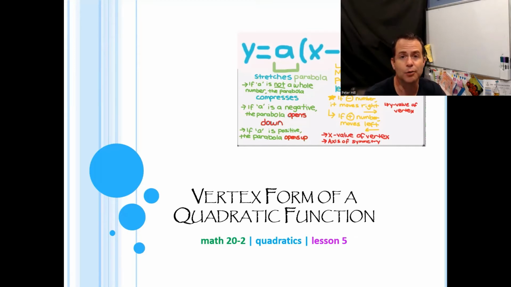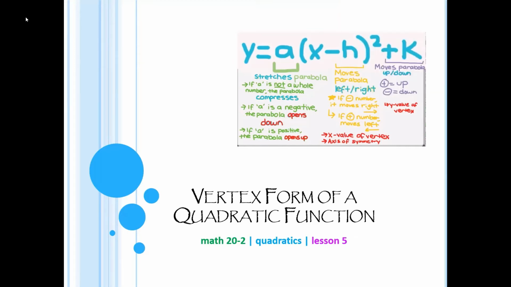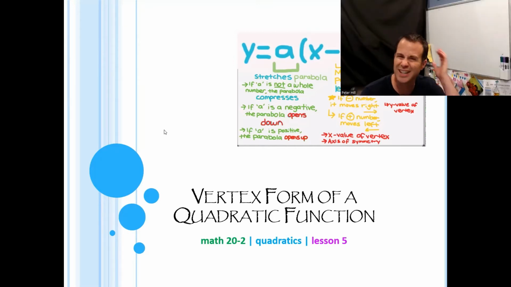Now we're going to take a look at a new one, and I have it on the screen there, although my head is in the way. I'll hide it for one second. It's y equals a times (x minus h) all squared plus k. And what we want to do is try and figure out what that a, h, and k are going to tell us.